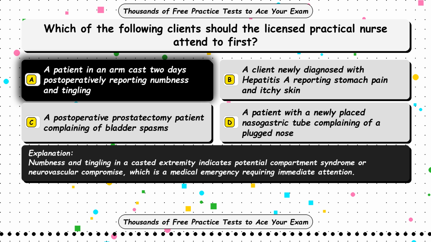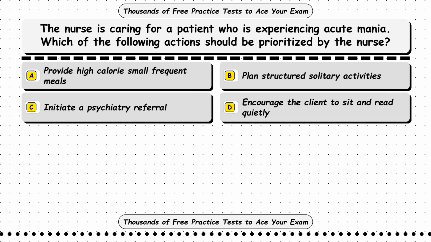Question 67. The nurse is caring for a patient who is experiencing acute mania. Which of the following actions should be prioritized by the nurse? Option A. Provide high-calorie small frequent meals. Option B. Plan structured solitary activities. Option C. Initiate a psychiatry referral. Option D. Encourage the client to sit and read quietly.